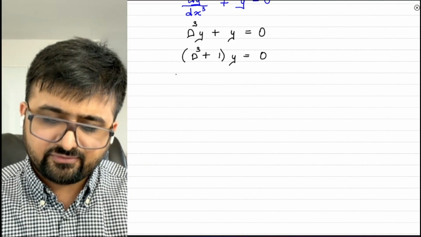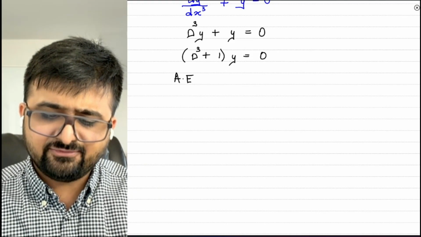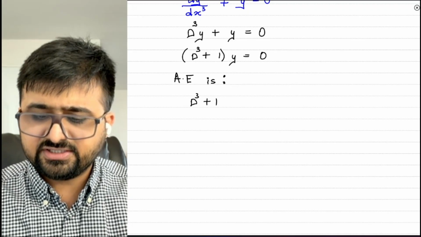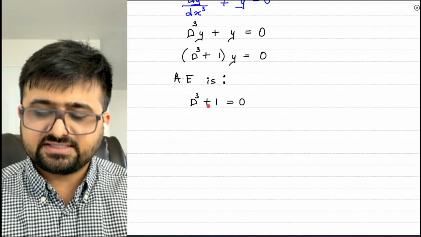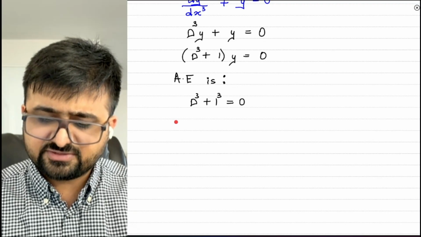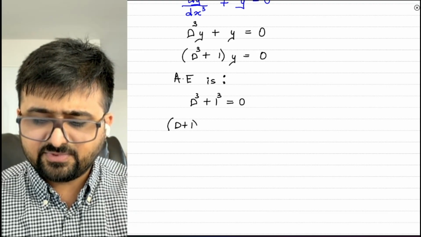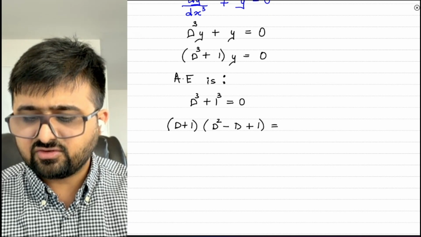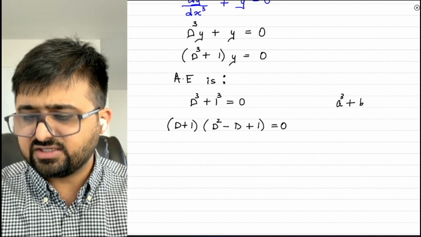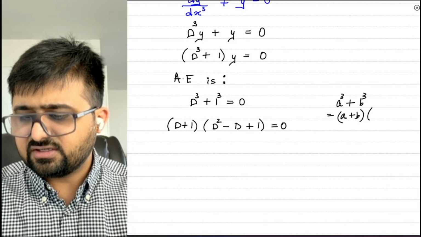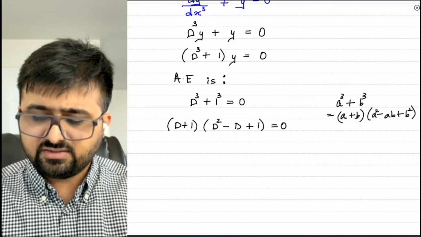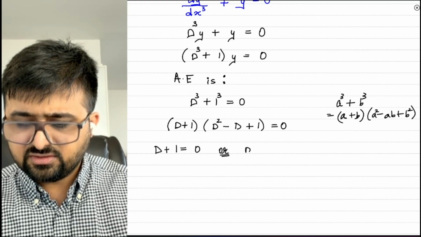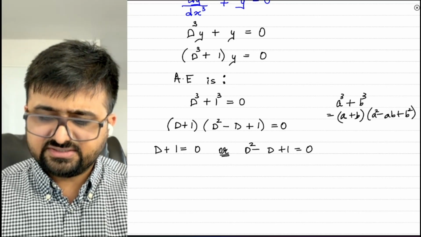In order to find complementary function, let's write the auxiliary equation. I'll just write AE for auxiliary equation. So the auxiliary equation is D3 plus 1 is equal to 0. Let us try to solve this equation. This is just like a cube plus b cube. We know a cube plus b cube is (a plus b)(a square minus ab plus b square). Just a basic formula. I'll write it down here if you want. If the product of two numbers is 0, either one of them has to be 0. So either D plus 1 is 0 or D square minus D plus 1 is equal to 0.